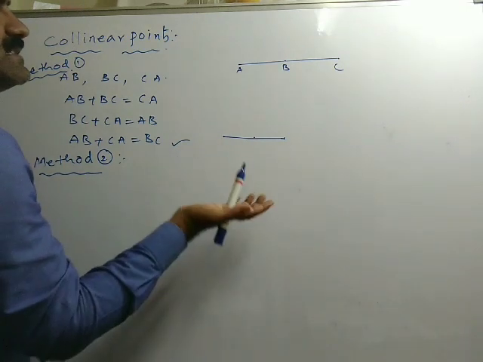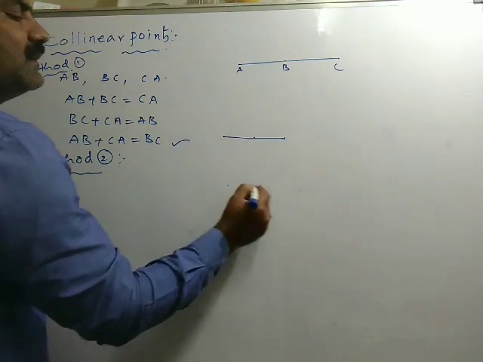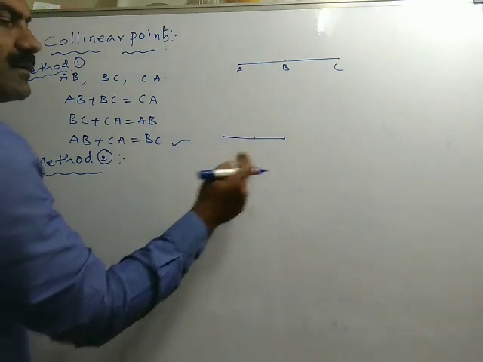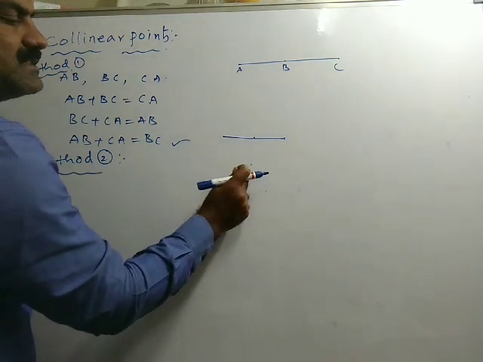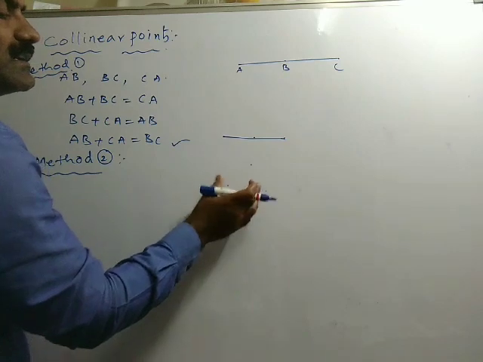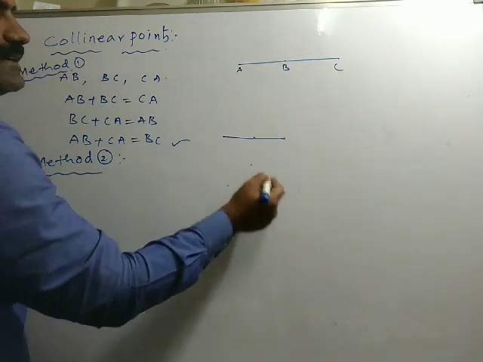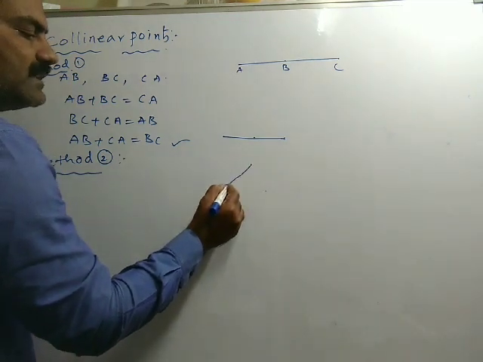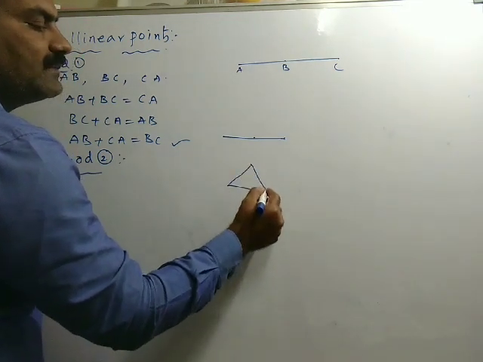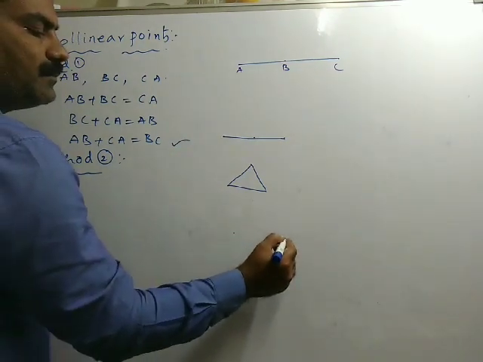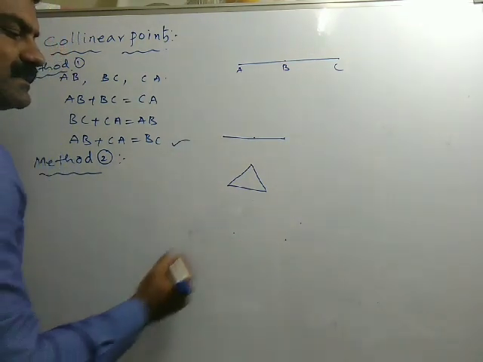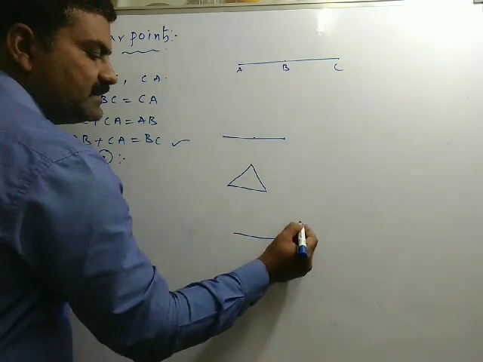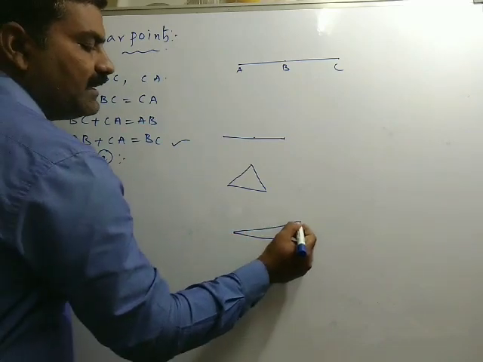The condition for a triangle to exist is that the three points must be non-collinear points. See here, the three are not on the same line, hence these three points are non-collinear. So if the points are non-collinear, then no doubt there exists a triangle. Suppose point A, point B and point C are here. Even though the points are non-collinear, by joining these points we expect a triangle.